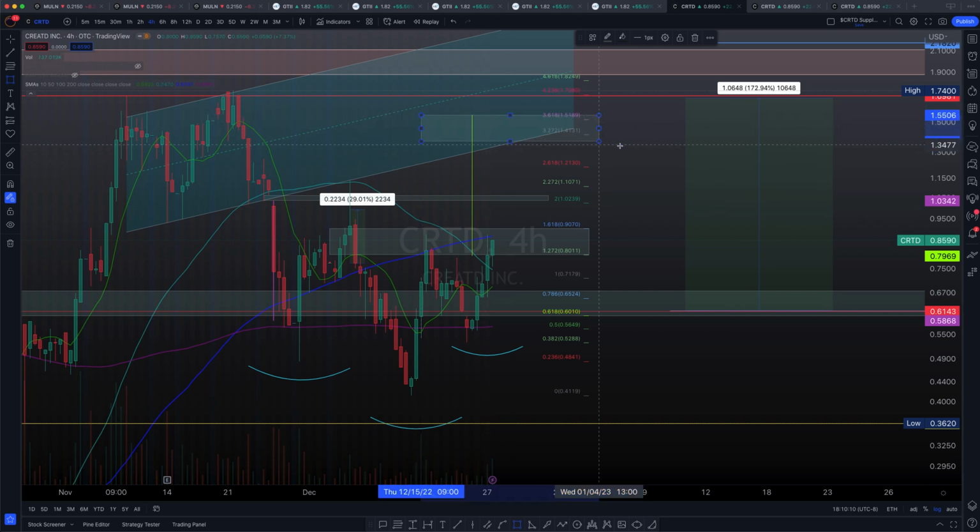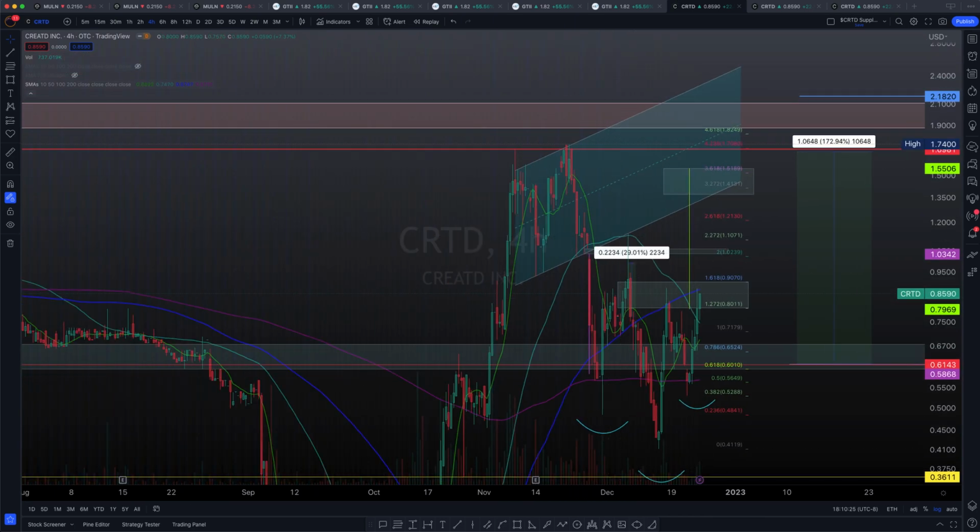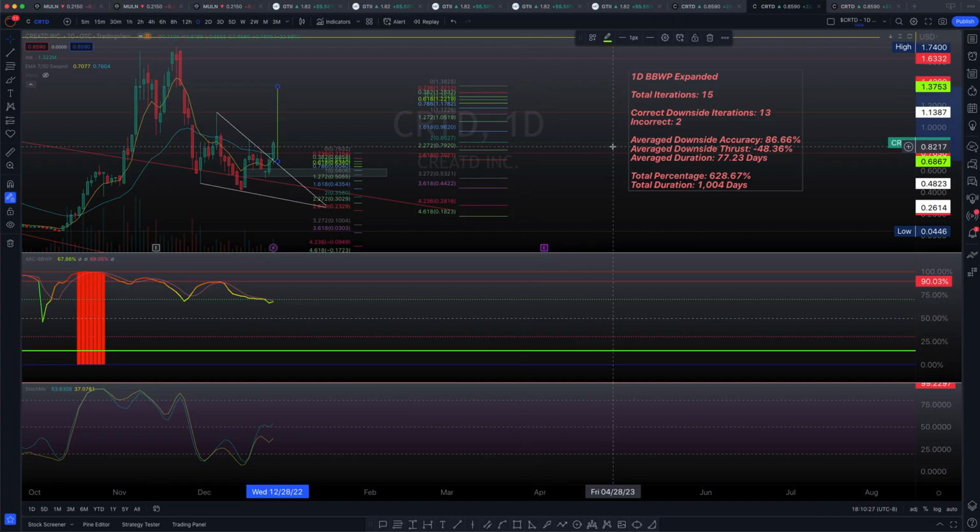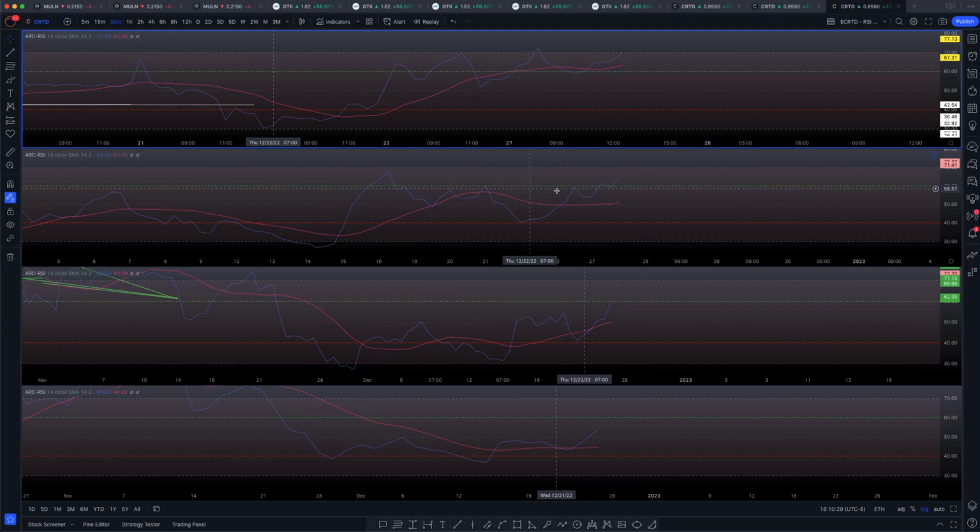So 136 to 154 could be a likely area for a type of resistance before coming back down and using the 2.618 or the 2.272 at $1.21 to $1.10 as a form of support before continuing on to the upside. Okay, you guys, things are still looking good for CRTD. So let's go ahead and move on to the last part of the chart analysis.